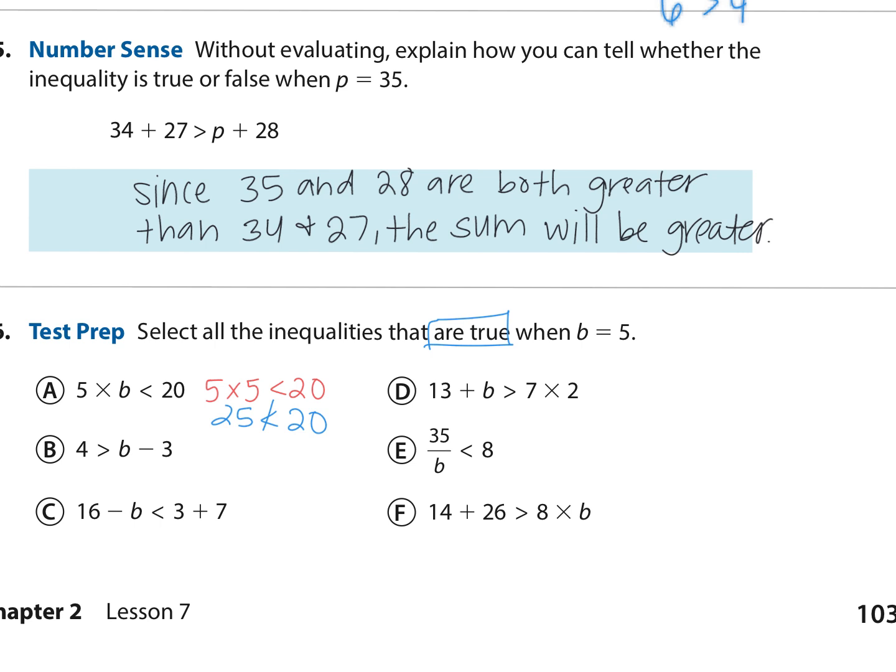Okay. If I look at B, same thing. I'm going to do 4 is greater than, replace B with 5, minus 3. Then I solve. 4 is greater than, what's 5 minus 3? 2. Is that true? Yes. So we're going to shade in B.